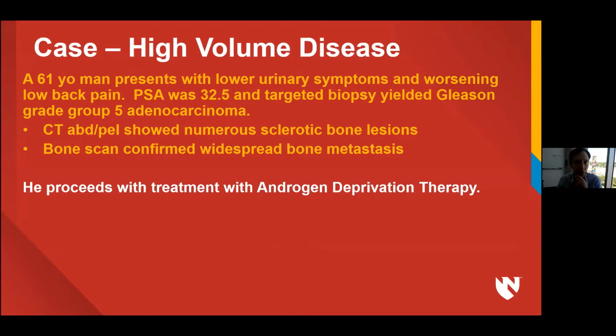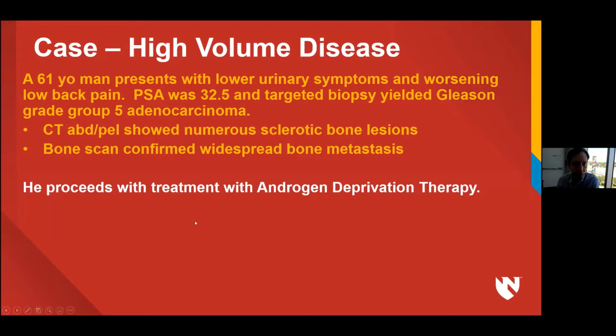So the case here would be exemplary of a presentation like this. A 61-year-old man presents with lower urinary symptoms and worsening low back pain. A PSA is measured and it's elevated at 32.5. The patient undergoes a targeted prostate biopsy that demonstrates Gleason grade group 5 adenocarcinoma. The patient undergoes staging studies, including a CT of the abdomen and pelvis, which demonstrates numerous sclerotic bone lesions, and a bone scan confirms widespread bone metastases.